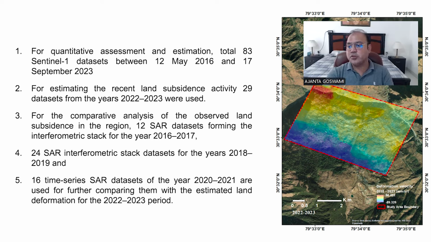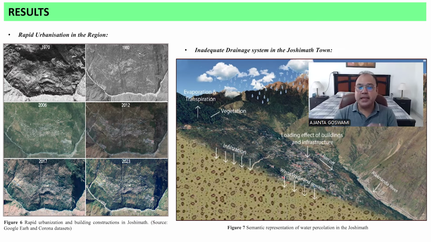And this color schema shows the deformation velocity in millimeter per year. And the red block shows the study area for which we have done this analysis. In result, we have seen that the whole deformation history, which has been reported till now about Joshimath town, has a real concern with rapid urbanization. So we tried to find out urbanization using different datasets, right from Corona series of data of 1970, then 1980 Landsat series of data, 2006, 12, 17, and 23. And we could see a sudden increase in urbanization in this Joshimath township.